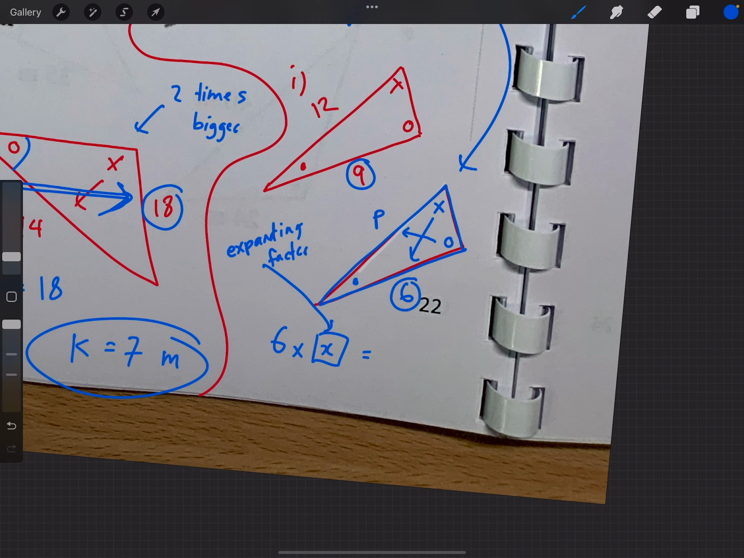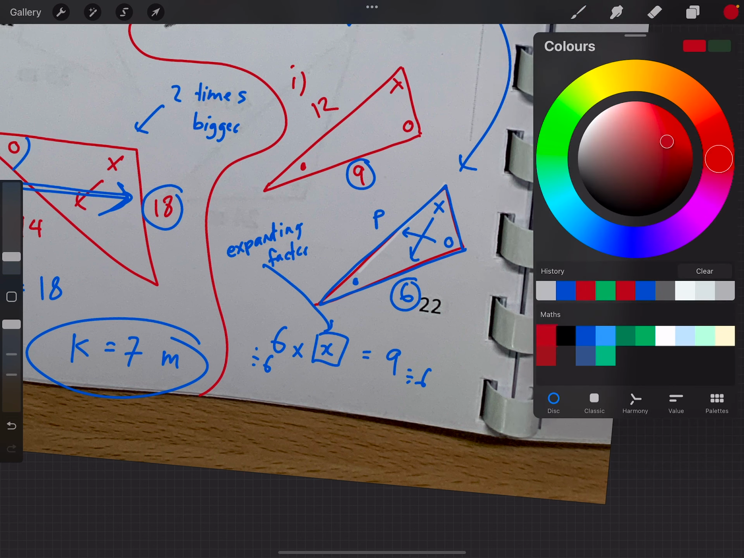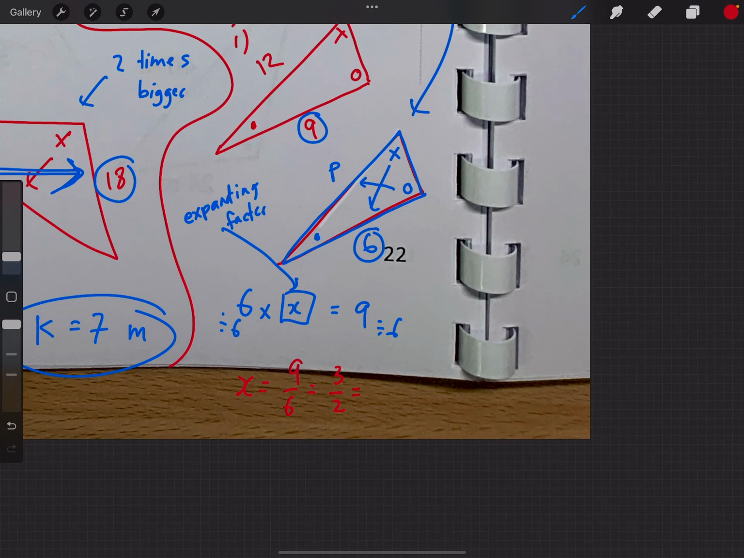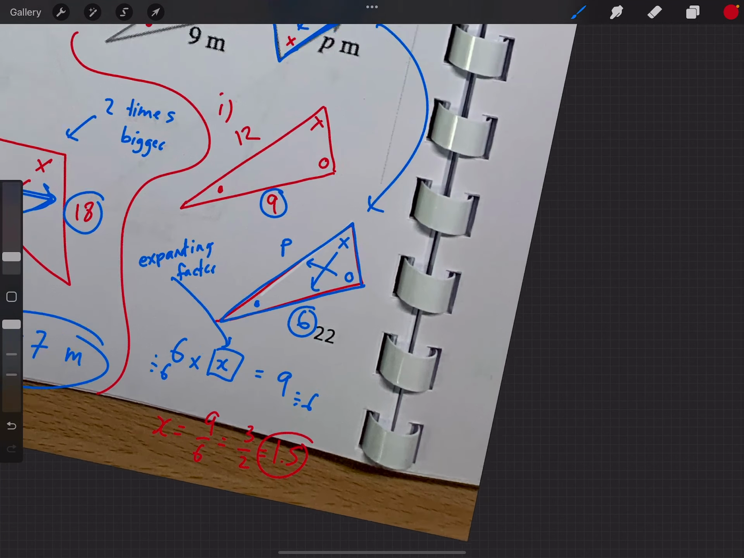So 6 times something is equal to 9. To get x, we just divide both sides by 6. So x is equal to 9 over 6. Let's put it as a fraction. Let's simplify that. Divide top and bottom by 3. You get 3 over 2, which is 1.5. So that means that everything has been expanded by 1.5. If you multiply 6 by 1.5, you'll get 9.